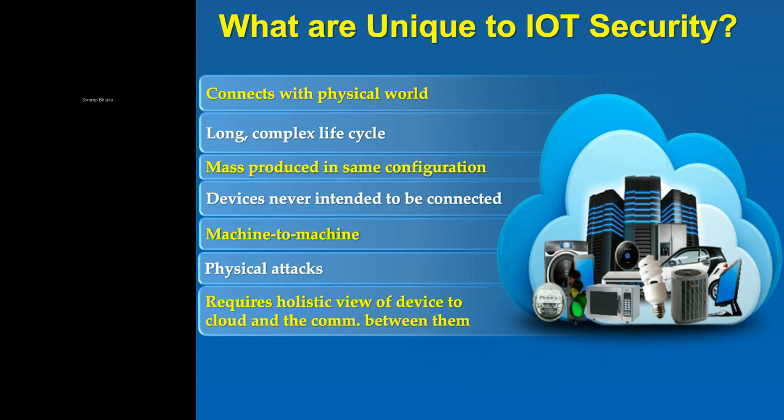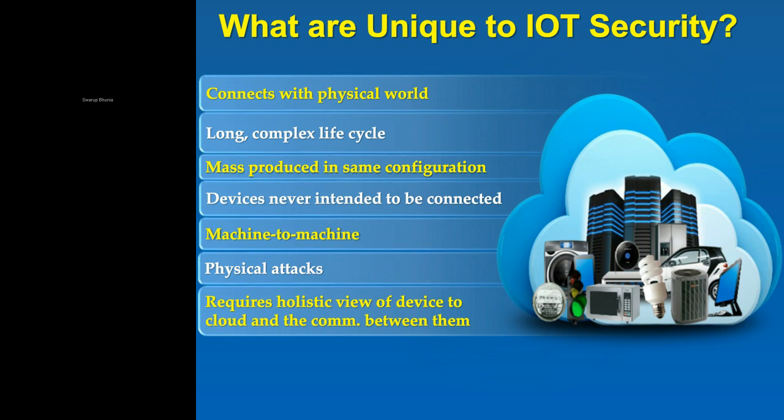These devices are mass-produced in the same configuration. There are millions of smart light bulbs. There are millions of smart refrigerators and fans. So if I'm the attacker, and if I know that all these devices have the exact same configuration, I can spend my time to reverse engineer one of these devices, understand the security issues, and then use that knowledge to hack into another device of the same kind.